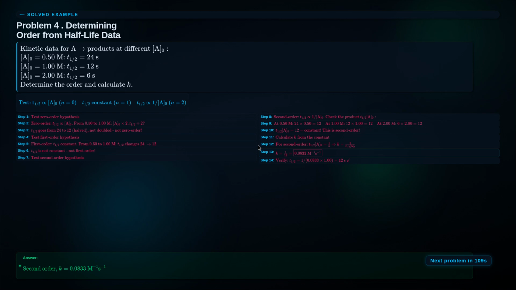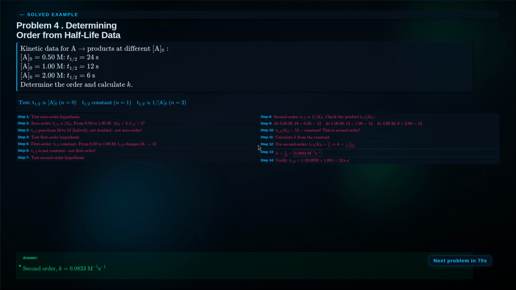Step 1. Test the zero-order hypothesis. For zero order, T1/2 is proportional to A0. From 0.50 to 1.00 molar, A0 doubles, but T1/2 goes from 24 to 12. It halves instead of doubling. Zero order is ruled out. Step 2. Test first-order hypothesis. For first order, T1/2 should be constant, but T1/2 changes from 24 to 12 when A0 doubles. Not constant. First order is ruled out.